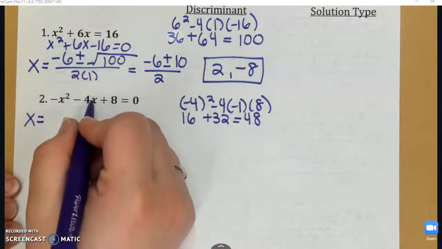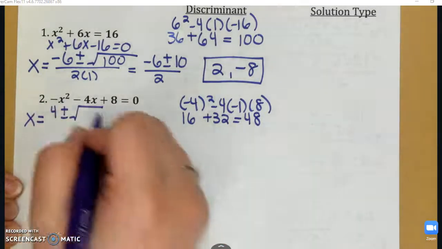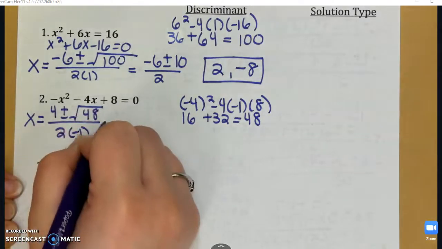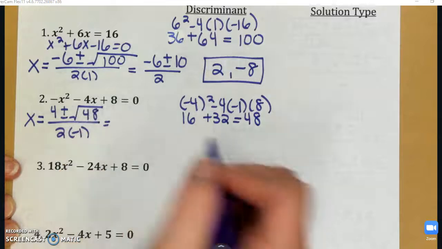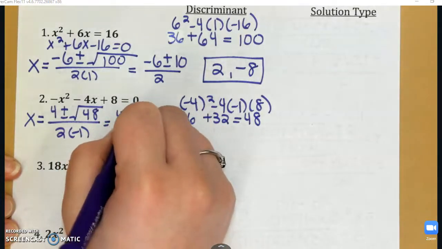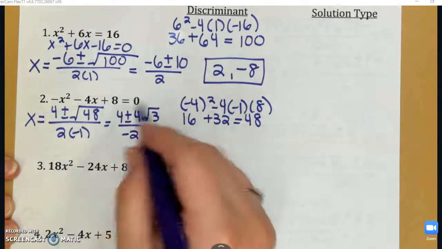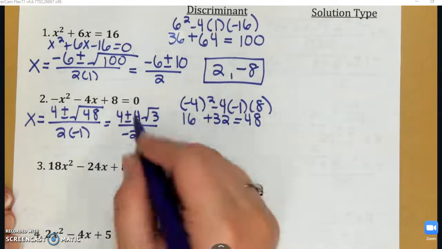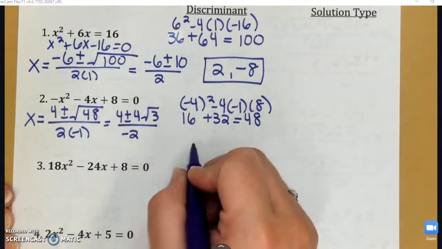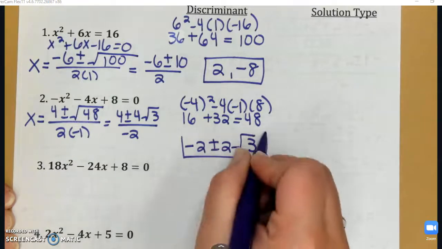x is going to be, the negative of negative 4 is positive 4, plus or minus the square root of my discriminant, which I already found to be 48, divided by 2 times negative 1. So 48 is not a perfect square, so I'm going to simplify it. It's going to be 4 plus or minus 4 square root of 3 over negative 2. And this is an irrational solution, so I'm going to leave it as an exact answer with my radical, but I can divide everything by negative 2. And so my final solution is negative 2 plus or minus 2 square root of 3.